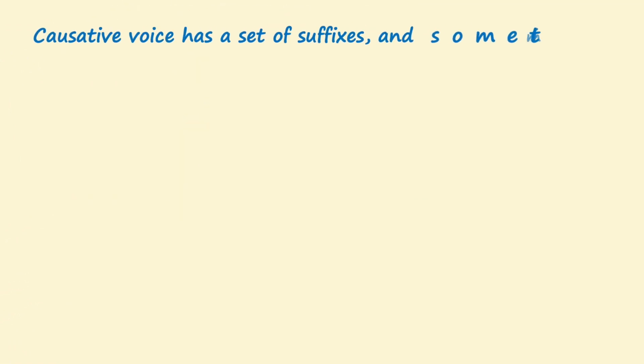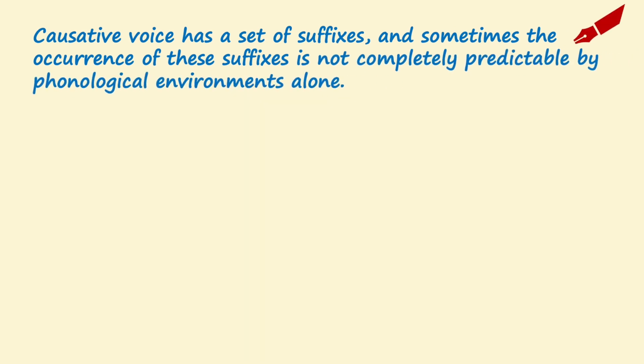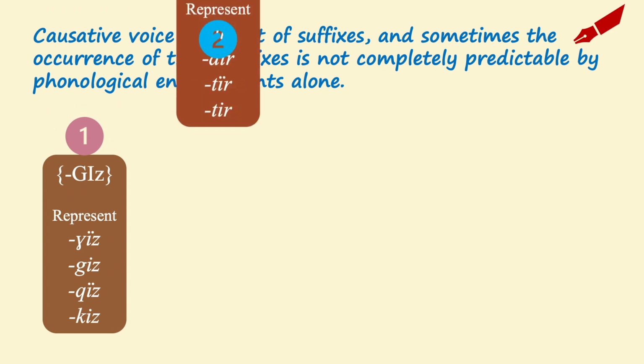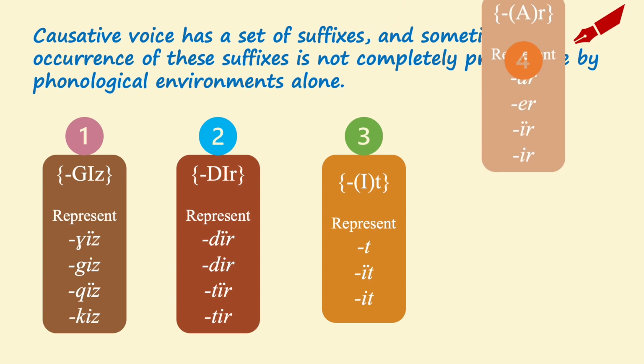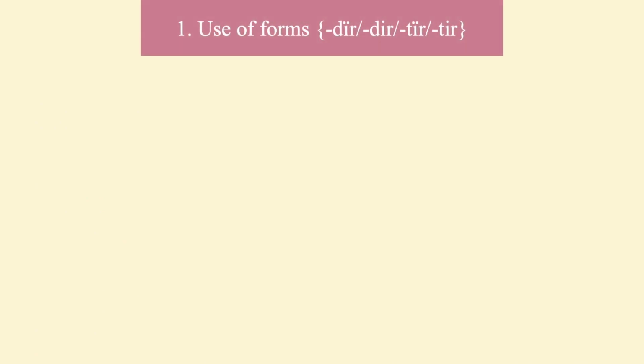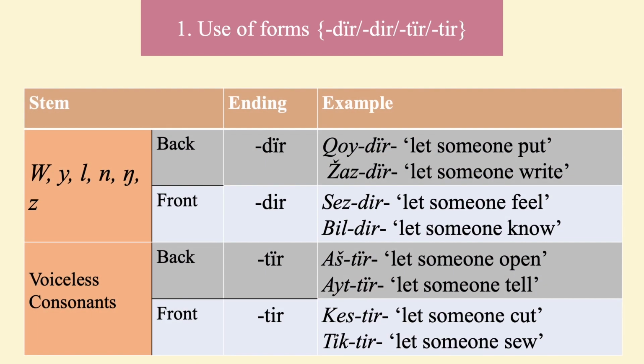Unlike the voices we learned previously, the causative voice has a set of suffixes, and sometimes the occurrence of these suffixes is not entirely predictable by morphological environments alone. The most productive causative suffixes are gız, dır, ıt, and ar. Each of them has 3 or 4 variants. The forms dır, dir, tır, tir are used in the following morphological environments. Specifically, dır and dir appear if the verb stem ends in u, i, l, n, ng, z, depending on the back or front syllable distinctions.